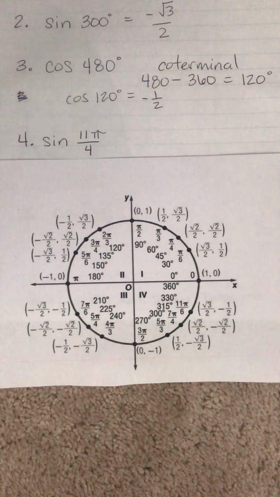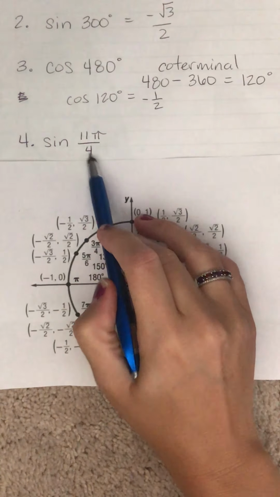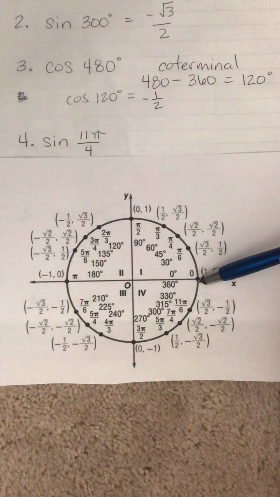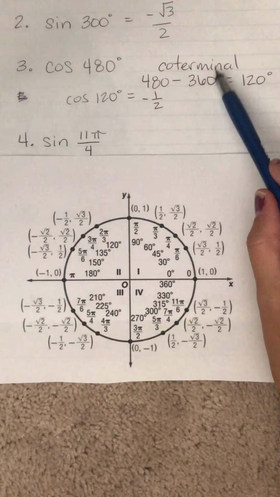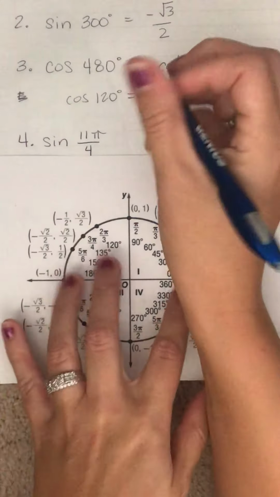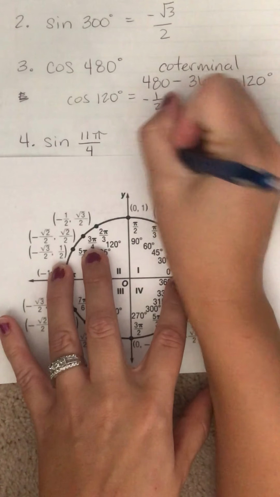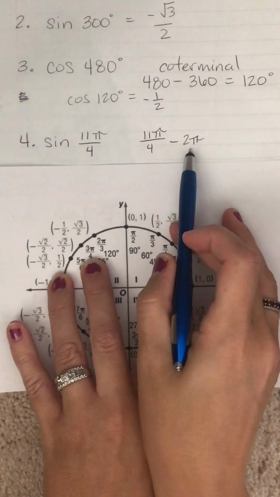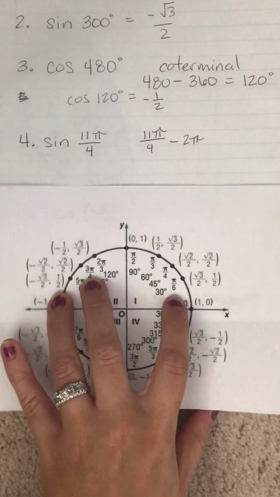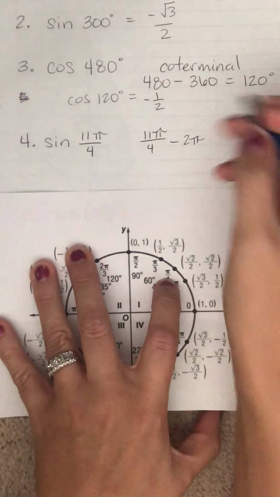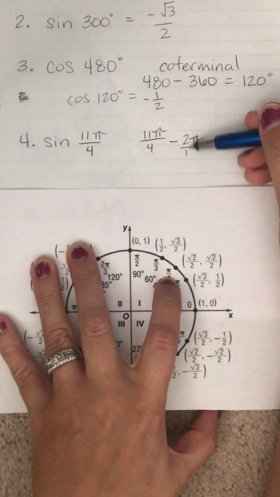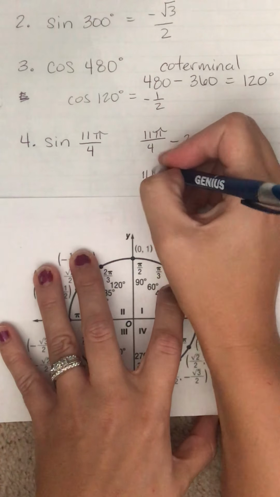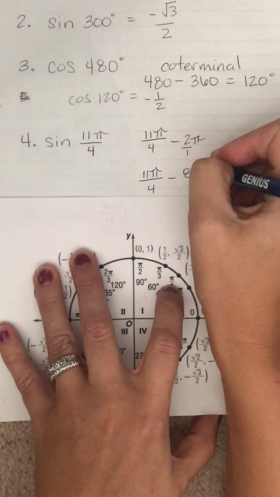Okay. Sine of 11 pi over 4. Well, 4 goes into 11 more than twice, which means it's bigger than 2 pi. Therefore, we again have to use our coterminal angles. So in this case, we would subtract 2 pi from 11 pi over 4. But in order to subtract fractions, we have to have a common denominator. If I make the 2 pi have a denominator of 4, I need to multiply top and bottom by 4. So that would give us 8 pi over 4.